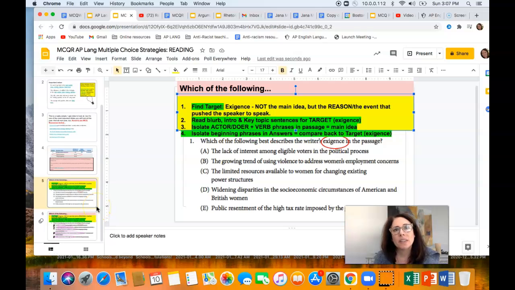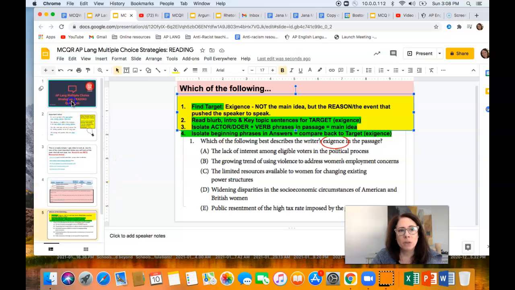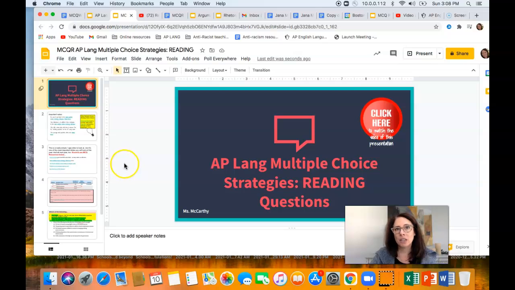So this is the second type of multiple choice question overall, right? You have on the exam multiple choice questions for writing, which is what we just did, and then multiple choice questions based on reading. And so that's really asking you to focus in on a speech, a letter, an essay, and think about it from the perspective like reading like a writer, right?